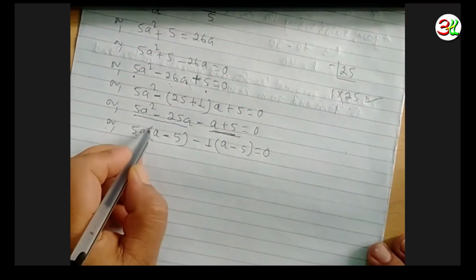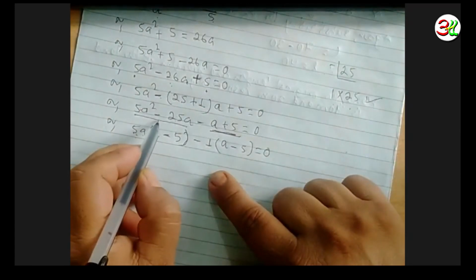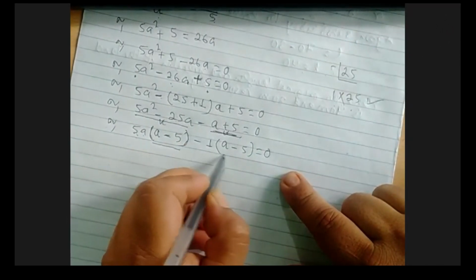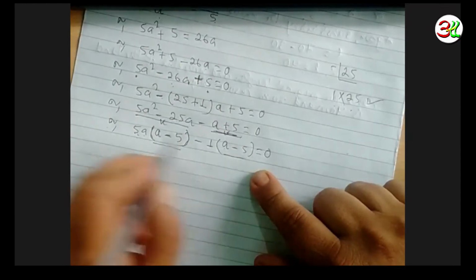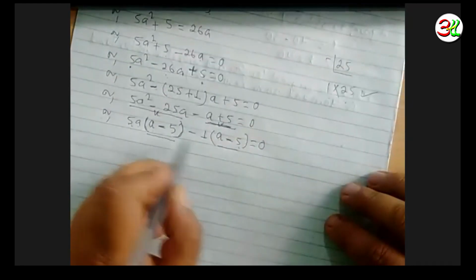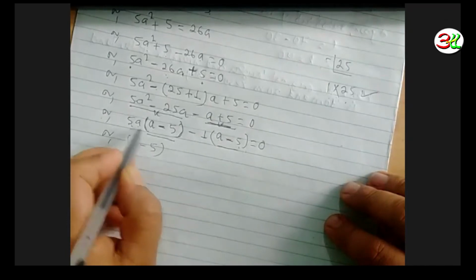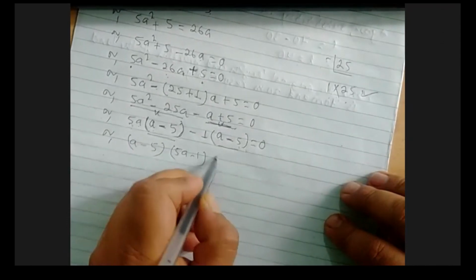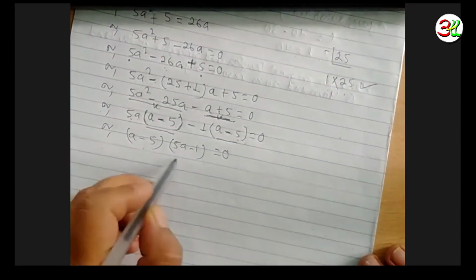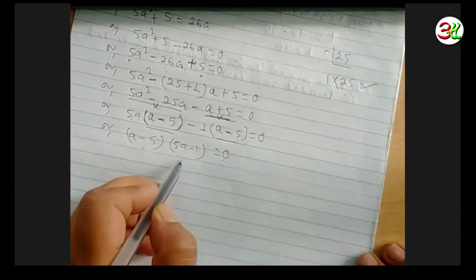While discussing the mid-term factorization process, I told you that after taking the common from the first two and the common from the second two, whatever is inside should be the same in terms of variable, number and sign. So here a minus 5, let's take the common a minus 5, and the remaining is 5a minus 1 equals 0. And I told you, when the product of two factors is equal to 0, then either the first factor equals 0 or the second factor equals 0.